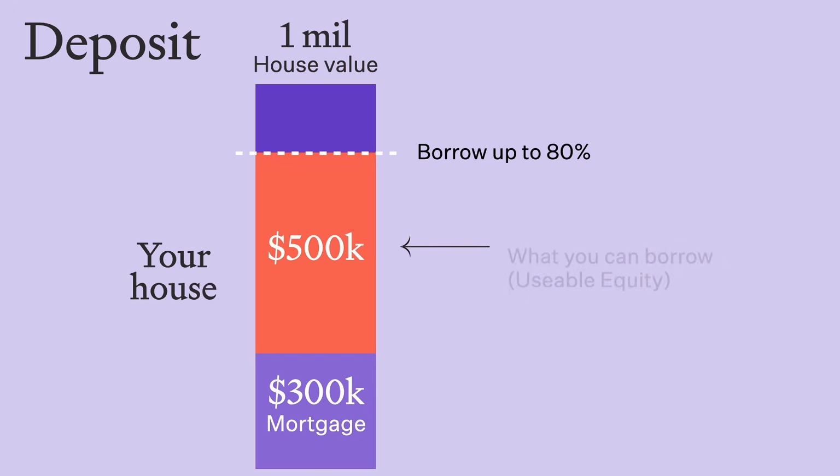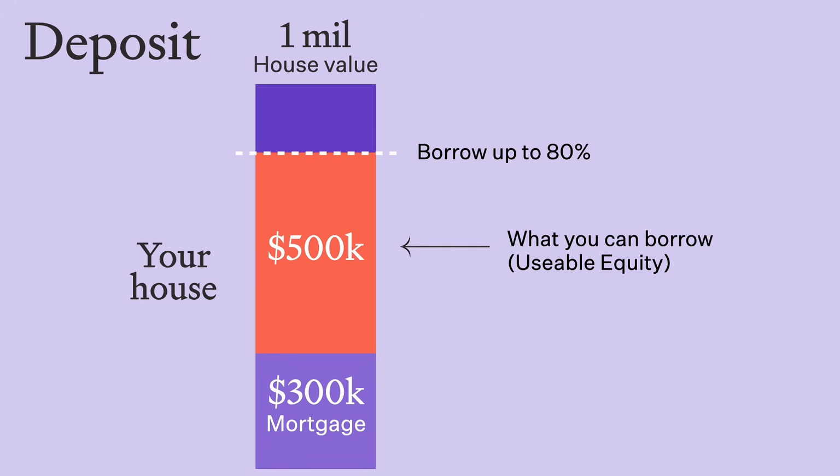Well, your usable equity, the amount you can borrow as the deposit for an investment property, is the difference between that maximum amount you can borrow, $800,000, and your current debt, in this case, 300 grand. So in this example, your usable equity is $500,000. That's the maximum amount you could borrow against your house to go and use that as the deposit for investment properties.